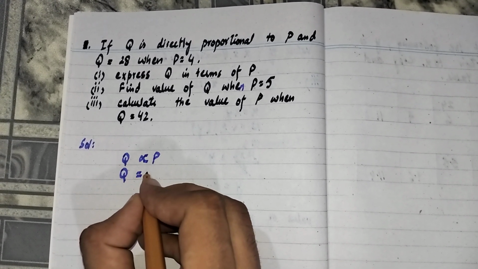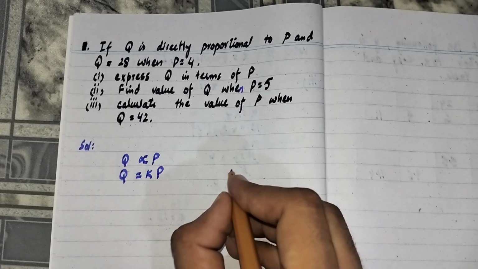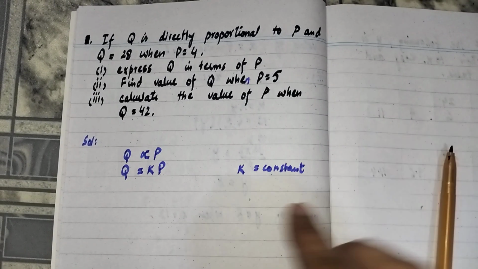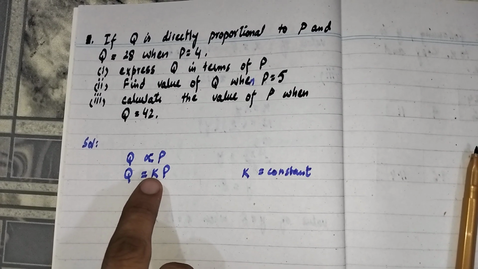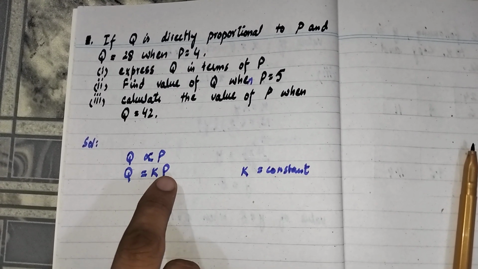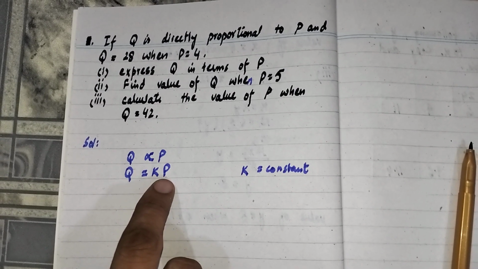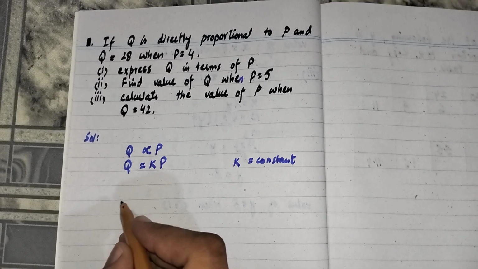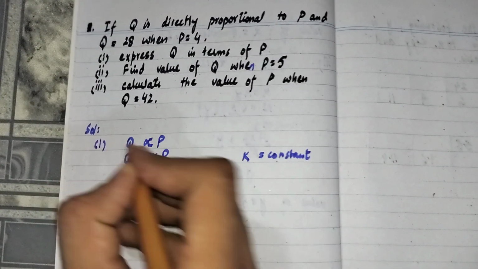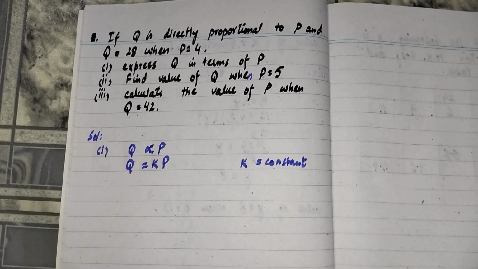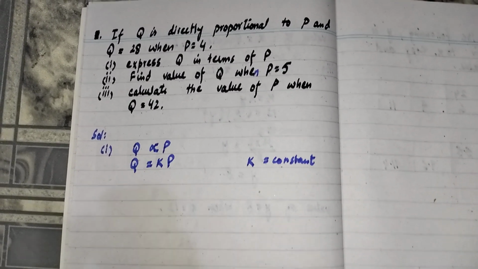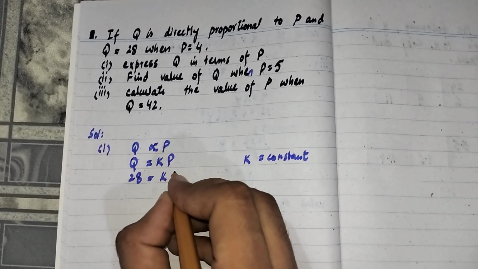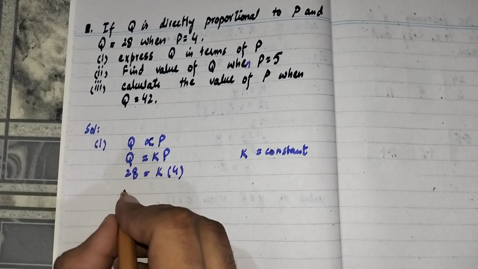So Q must be equal to K into P, and here K is a constant. That constant, when multiplied with the value of P, will be equal to Q. Now we have to find the value of K. To find the value of K, the two values of P and Q are given. When Q is equal to 28, at that time P is equal to 4. So we can find the value of K.